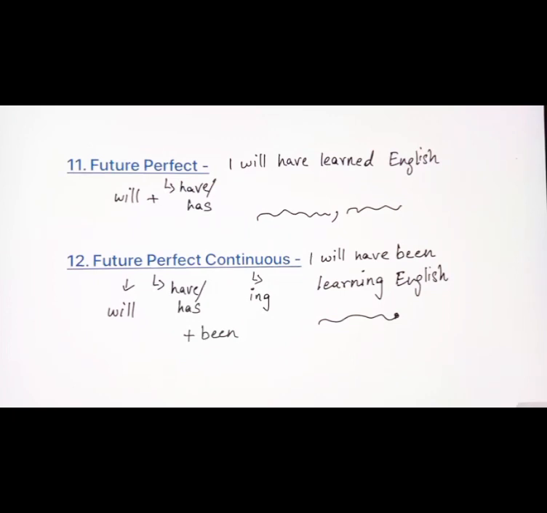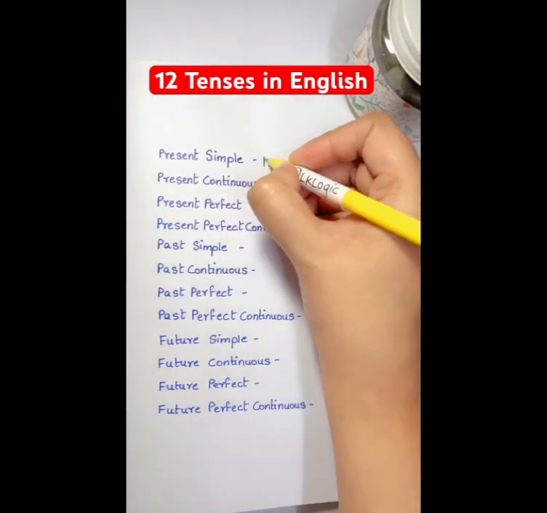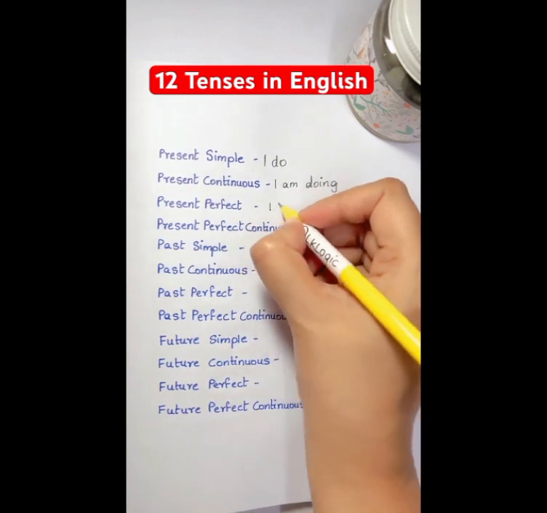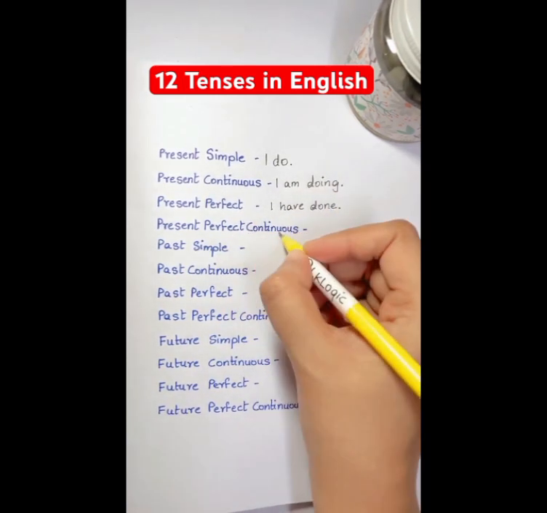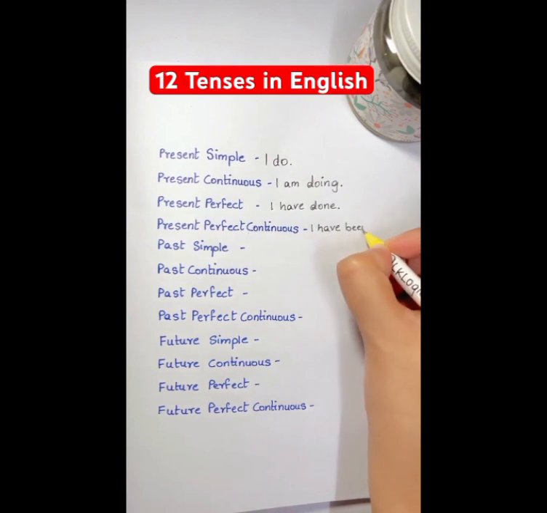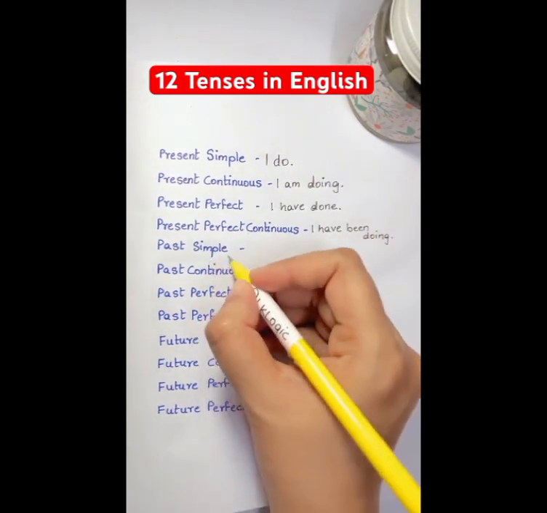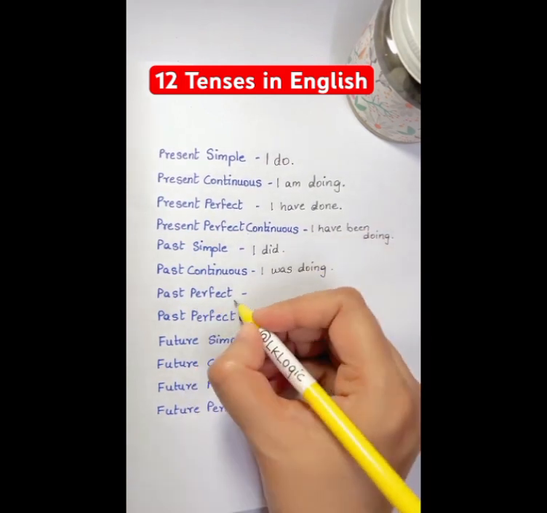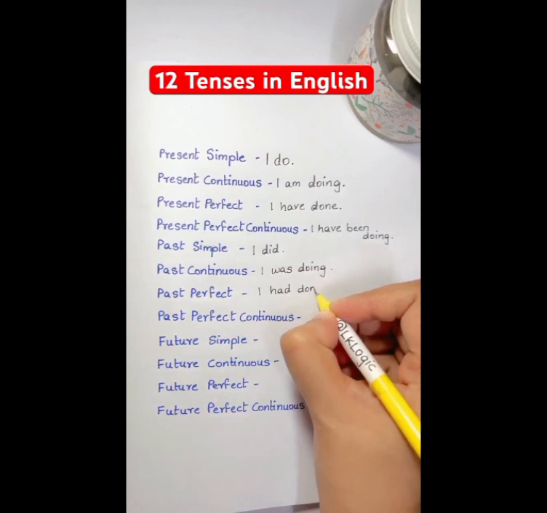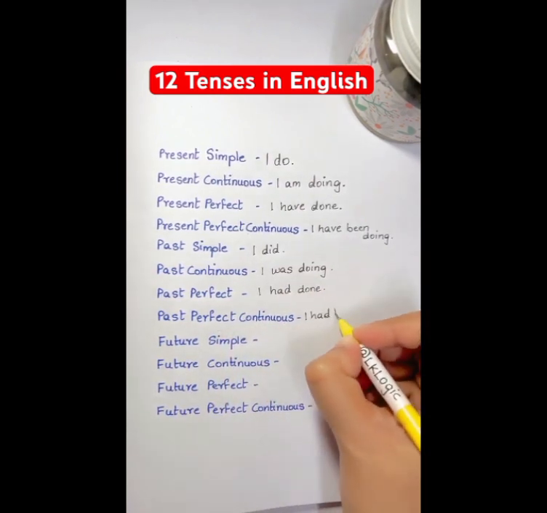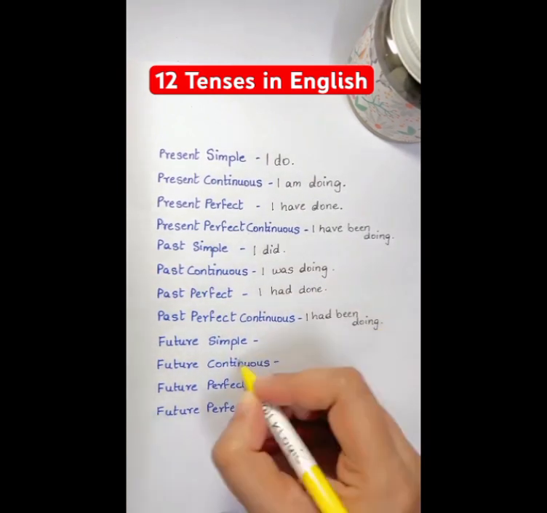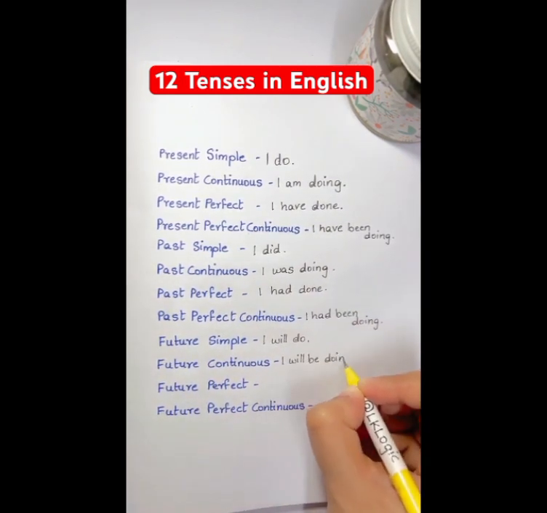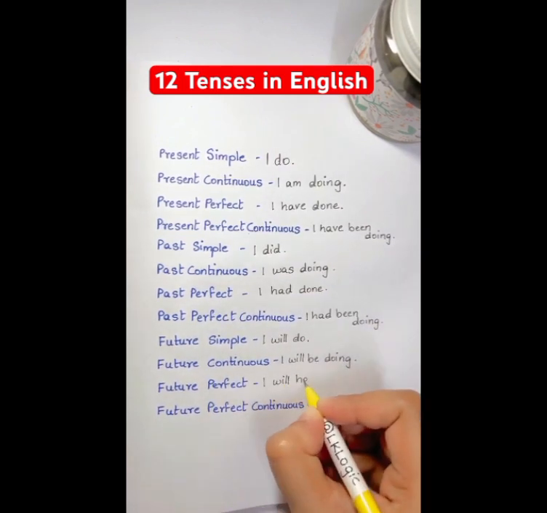Bye bye. Take care. Present simple, I do. Present continuous, I'm doing. Present perfect, I have done. Present perfect continuous, I have been doing. Past simple, I did. Past continuous, I was doing. Past perfect, I had done. Past perfect continuous, I had been doing. Future simple, I will do. Future continuous, I will be doing. Future perfect, I will have done.